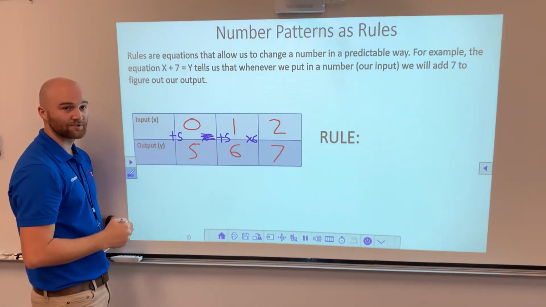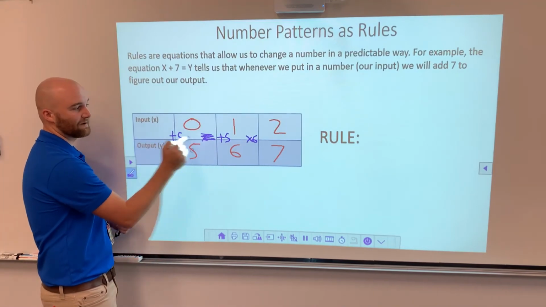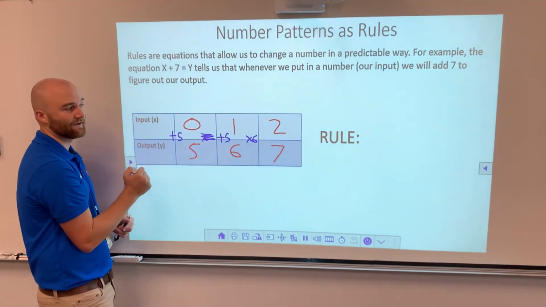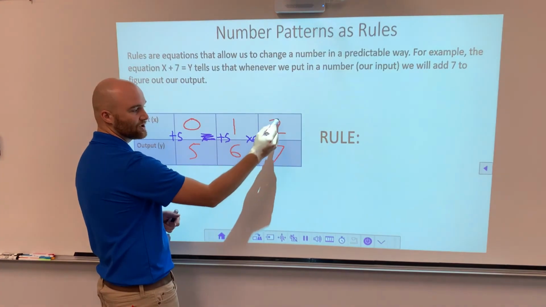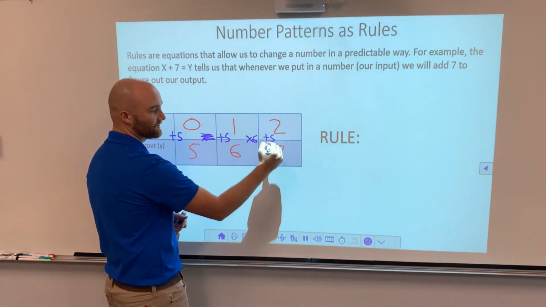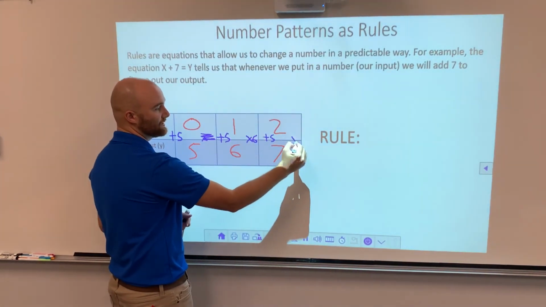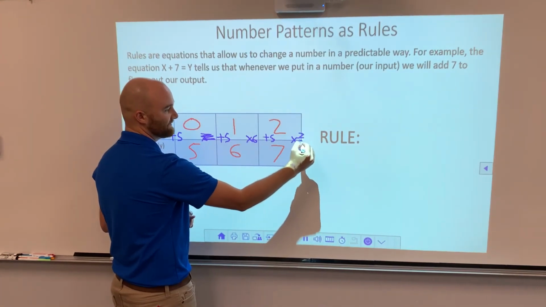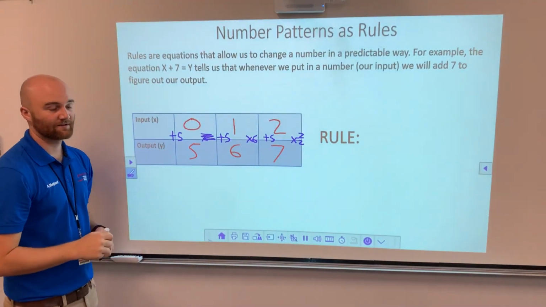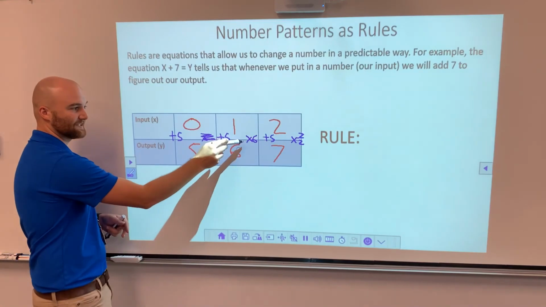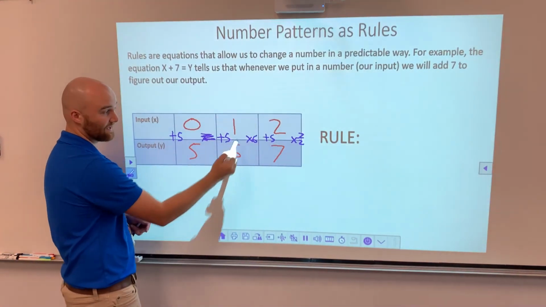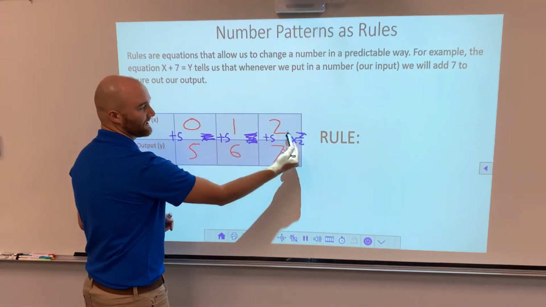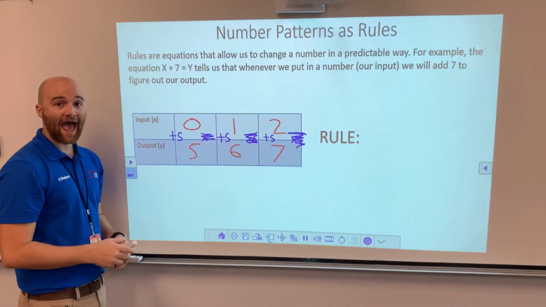Okay, well that's two options there. It looks like it's probably going to be plus 5 because this one also had a plus 5. Let's try our last one. 2 plus 5 would give me 7, and 2 times 7 halves would give me 7. Well, times 6 and times 7 halves, those aren't the same. So we know it's not going to be multiplying. Instead, this is an additive rule.